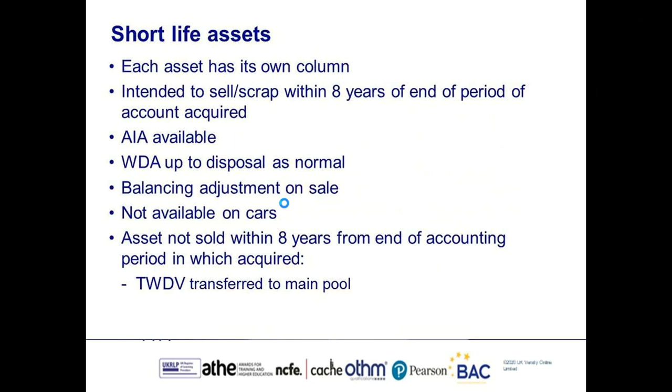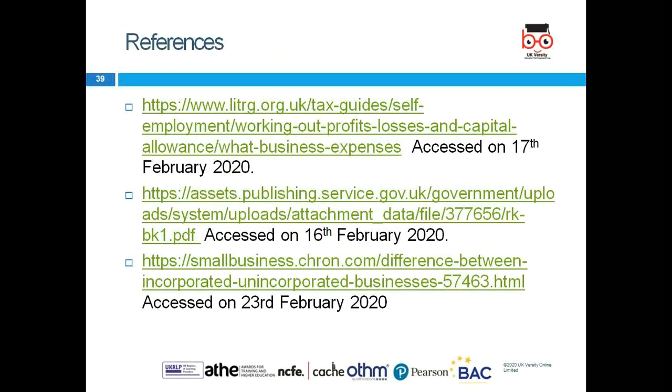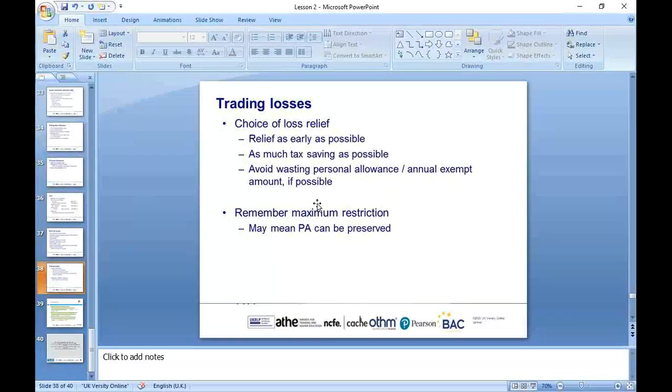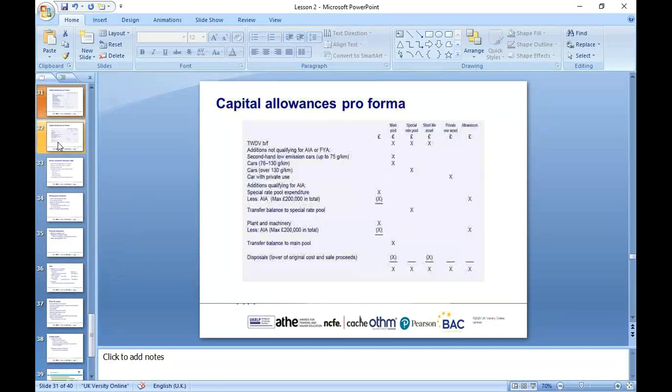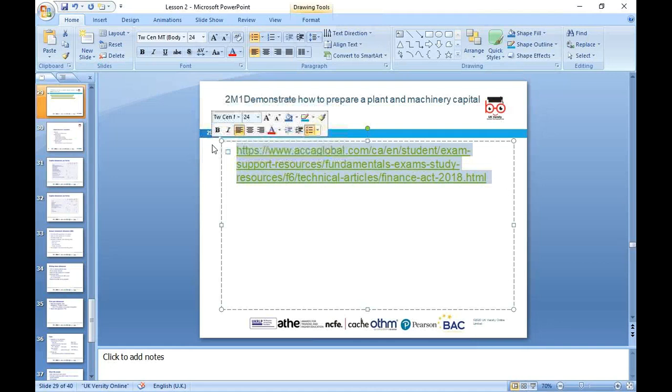Short life asset. Each asset is in its own column. The maximum life of the asset is 8 years. Yes. Trading losses. So to address this, I copied the link. Yes. If you want to work towards marriage, please go through some questions, and I can show you 2 examples. Those will help you. So we can copy the links. We'll upload one booklet as well for you, so you can go through.